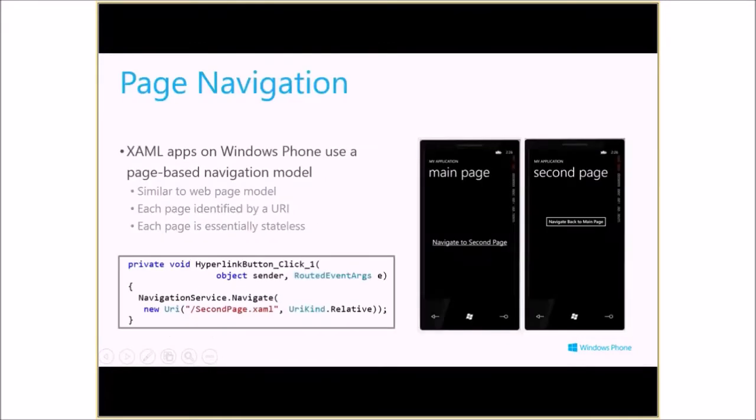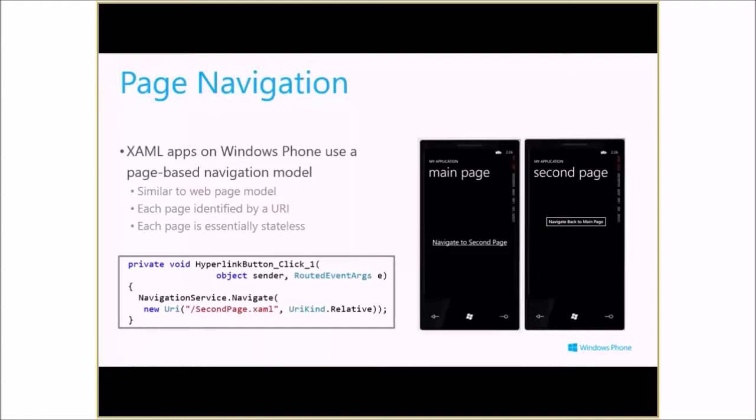For page navigation, XAML apps on Windows Phone use a page-based navigation model. It's similar to the web page model, so if you are familiar with web development, it's really similar to that sort of development. Each page is identified by a URI. The pages are essentially stateless, which is the state of the Windows Phone pages.